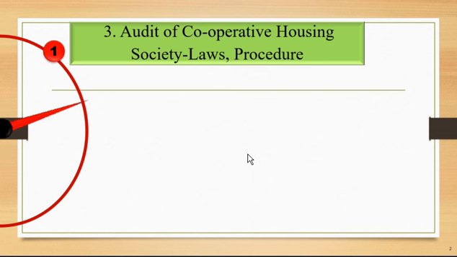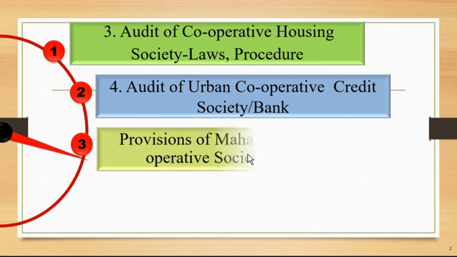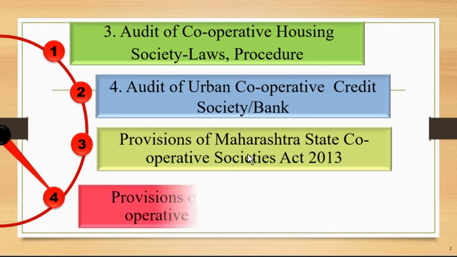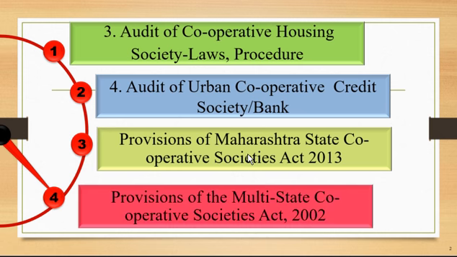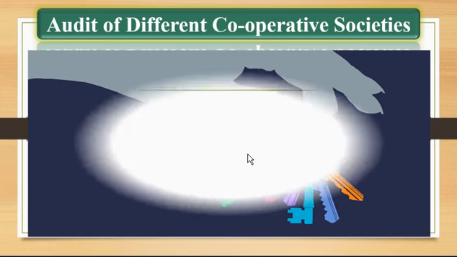After that we will discuss the audit of urban cooperative credit society or bank. Then we will understand various provisions of Maharashtra State Cooperative Societies Act 2013, and lastly we will discuss various provisions of the Multi-State Cooperative Societies Act 2002. So let's see the meaning of audit of cooperative housing society.